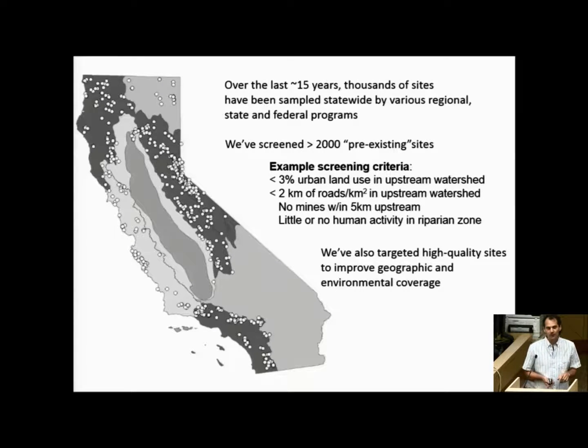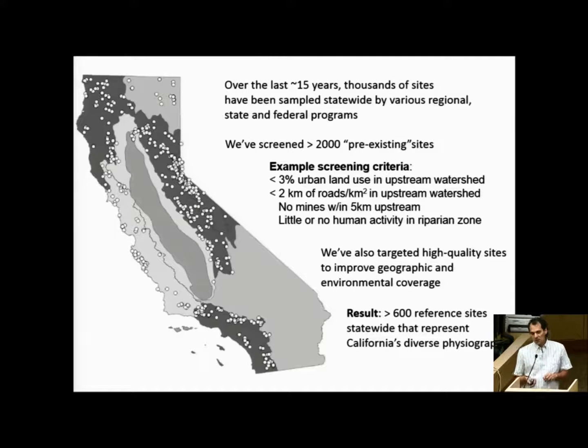In addition to screening those pre-existing sites, we also targeted high-quality sites not only to improve our geographic coverage, to fill geographic gaps, but also to ensure that we had represented the diversity of stream types and environmental settings throughout California. The result was that the final reference pool had well over 600 sites that did a pretty good job of representing the state's diverse physiography.